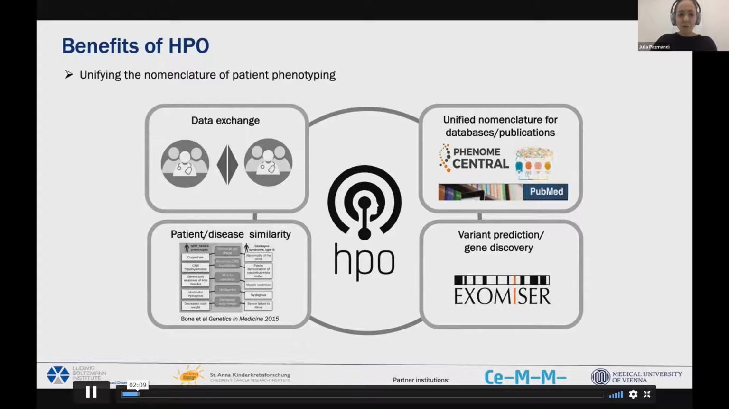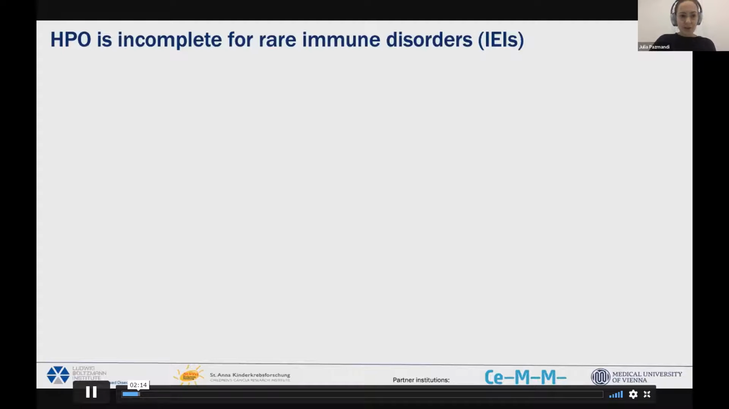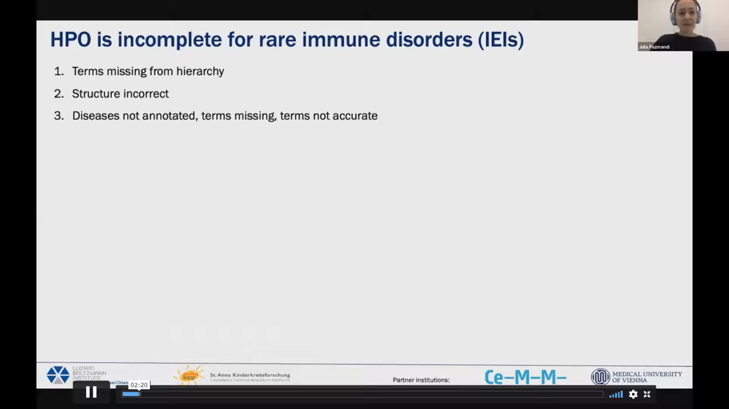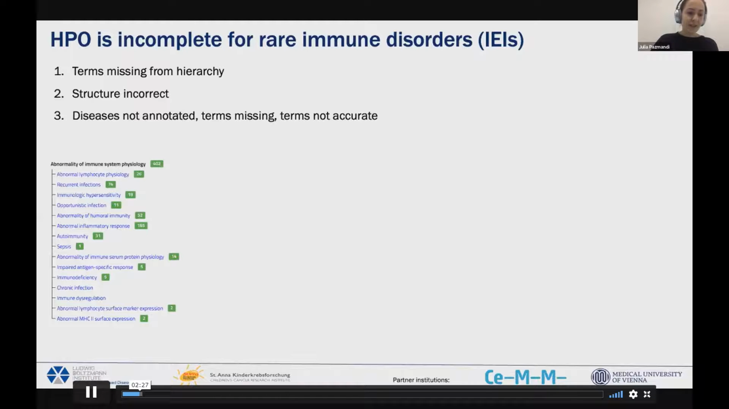Unfortunately, HPO is not widely used in the inborn errors of immunity community. And the reason for this is HPO is incomplete for rare immune disorders. And there are a few problems. A lot of the times, terms are missing from the hierarchy or the structure of the hierarchy is incorrect. So here on the left-hand side, you can see an example branch of the HPO tree, abnormality of immune system physiology to be more exact. And if you look at the first daughter term, abnormal lymphocyte physiology, just by looking at this term, you can immediately tell that at least one term, abnormality of B-cell physiology, is missing, for example.